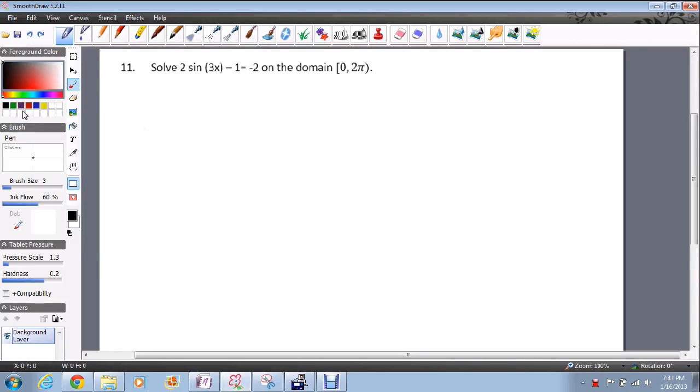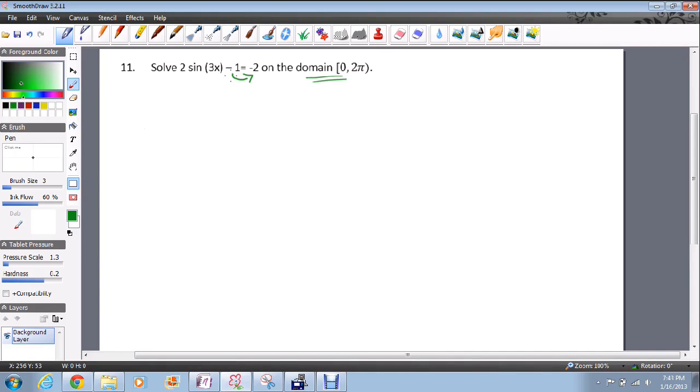In number 11, they have a trig equation that they want us to solve, and they're giving us a specific domain to solve it over. So we'll worry about that in just a few minutes after we figure out what the sine of 3x by itself is equal to. So the first thing I'm going to do is put the -1 on the other side.